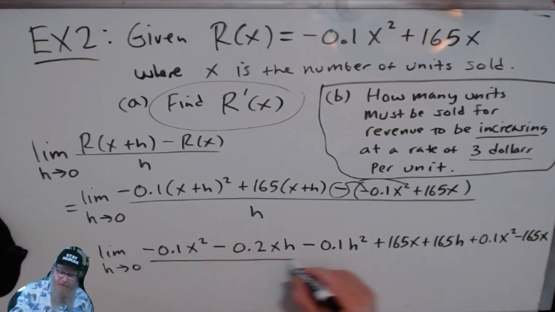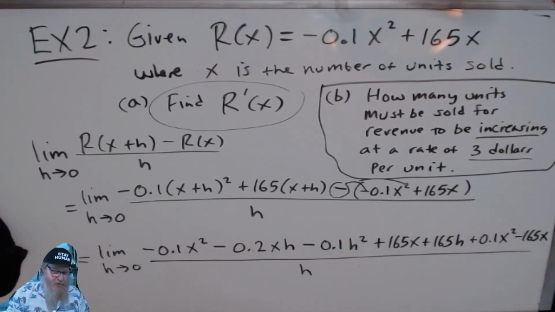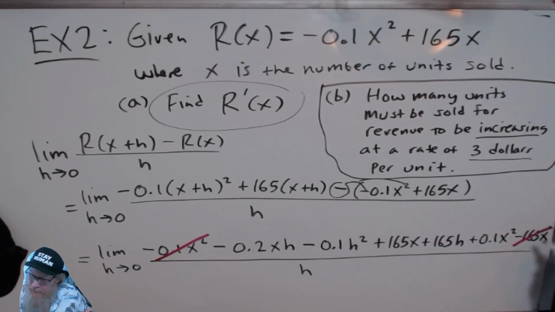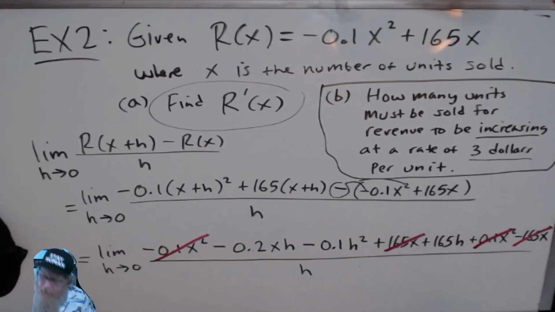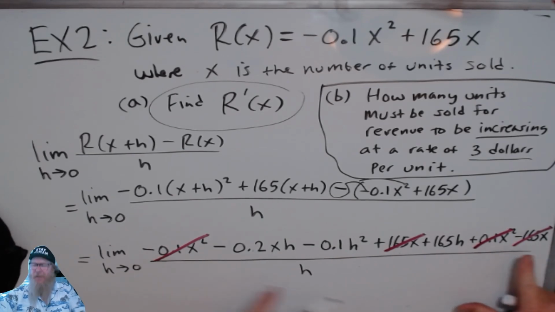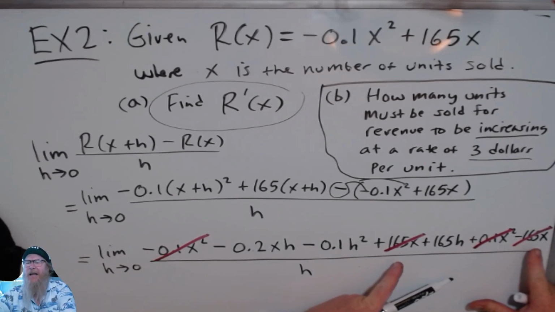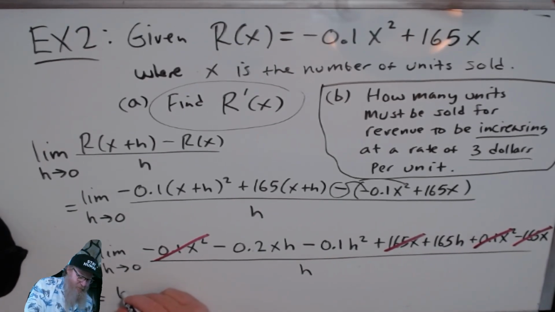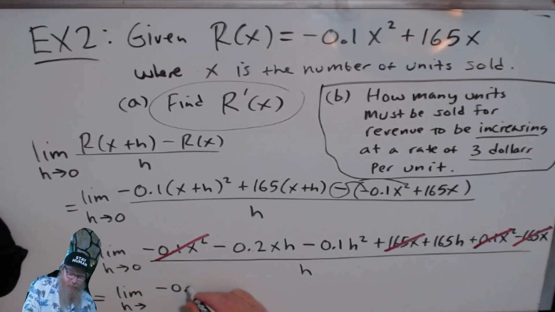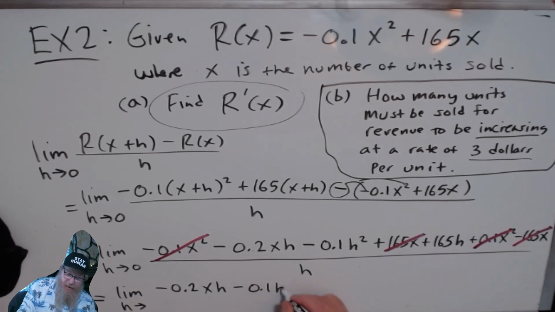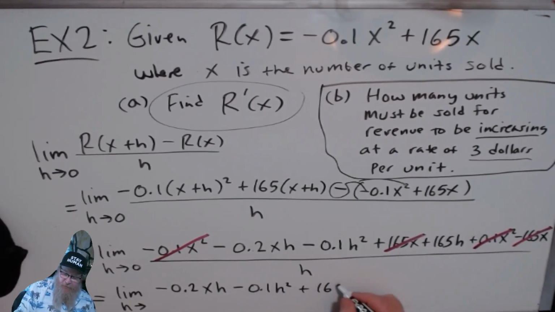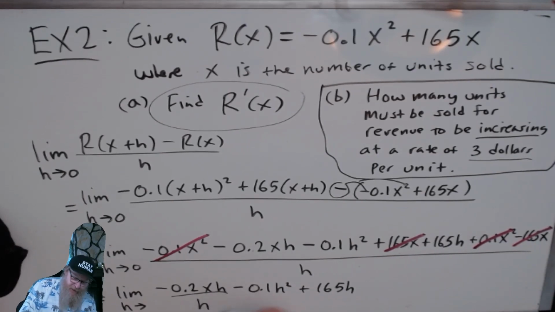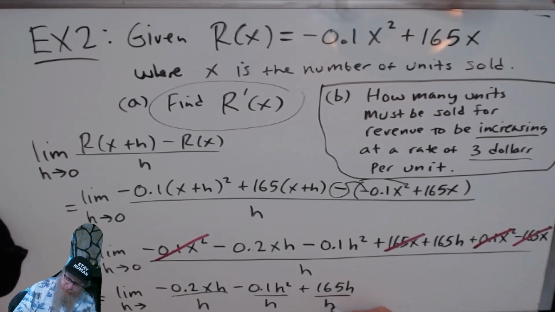All over H. Cancel. Oh, there we go. So the X squareds cancel and the 165 X's cancel. I almost canceled the wrong thing, but I caught myself. Negative 0.2 XH minus 0.1 H squared plus 165H. Divide these all by H.